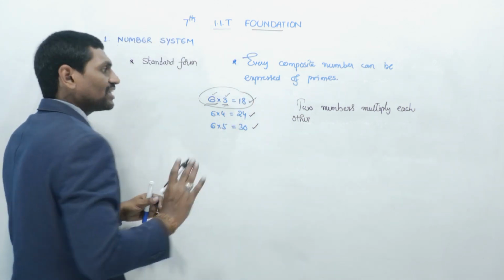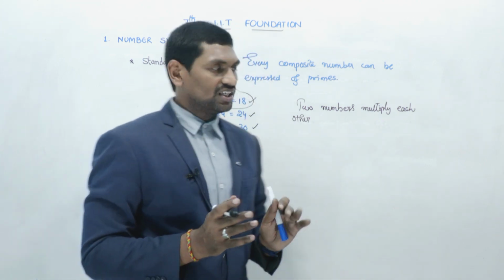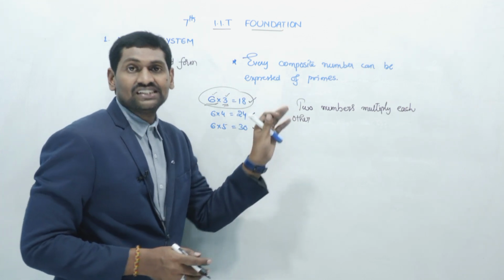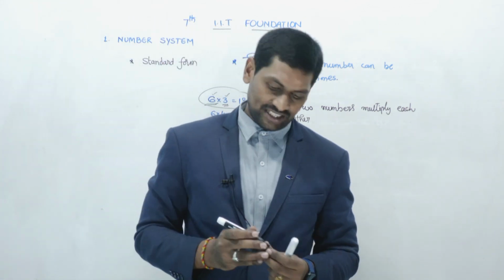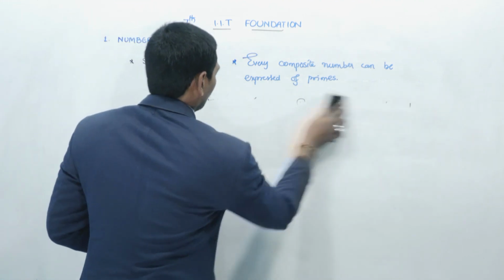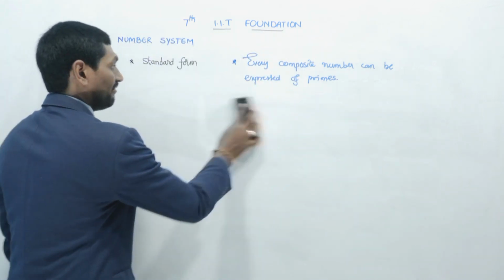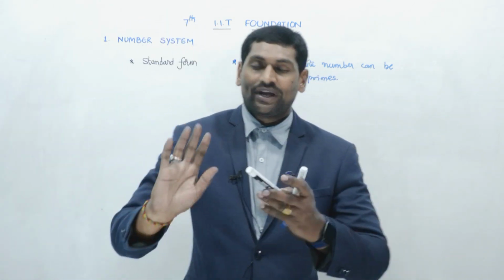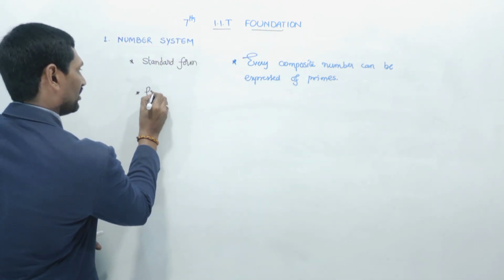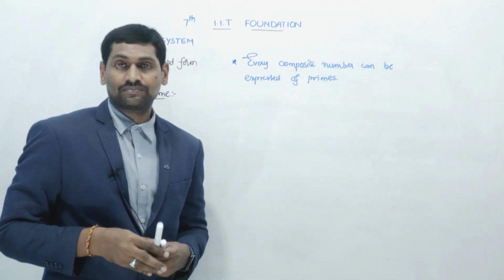Multiples are the numbers which come in the same table of that number. Here 18, 24, 30 are all multiples of 6, because they all come in the 6 table. Clear? Now let us discuss prime numbers. A prime number is nothing but a number having only two factors. A number having only two factors is called a prime number.